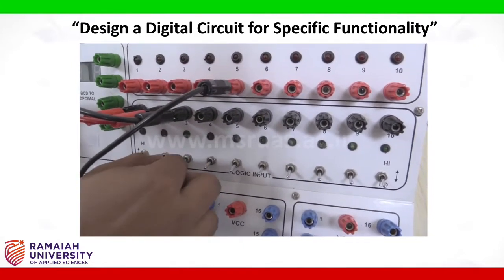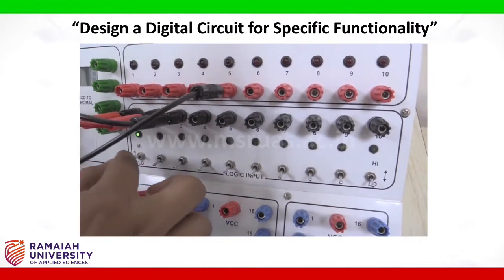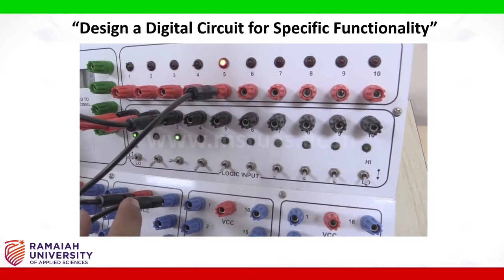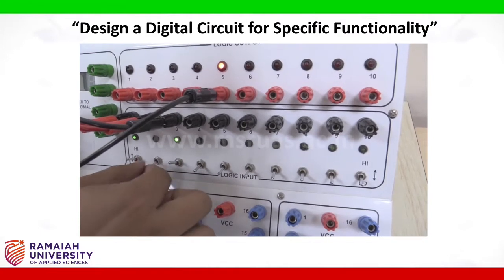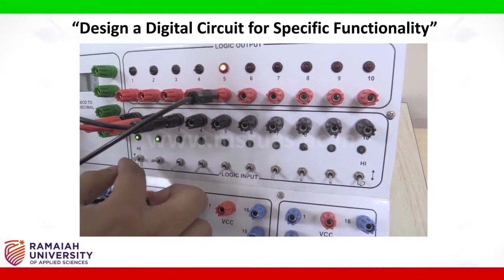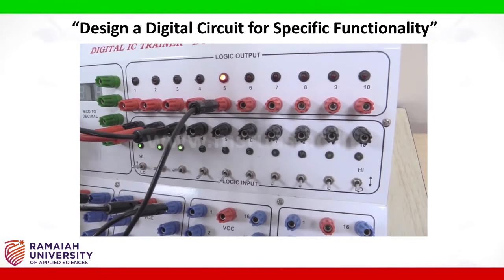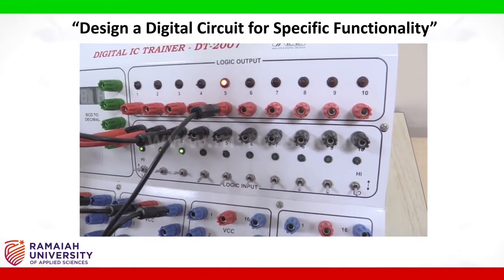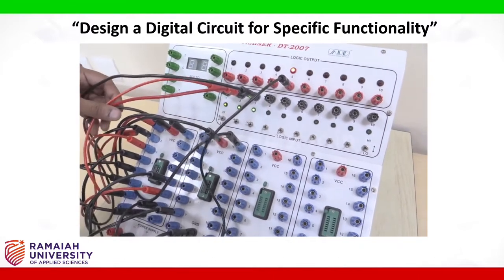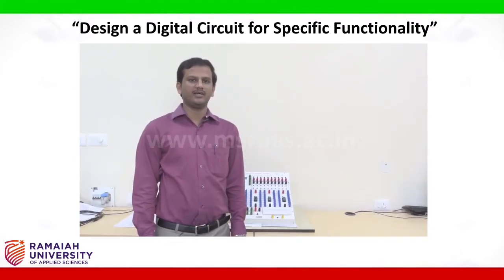Similarly, for the next combination 1 0 0, the output is 0. Similarly, for the input combination 1 0 1, the output is 1. Now I will change the input combination to 1 1 0, the output is high. Now for the last combination, 1 1 1, the output is high. Therefore we have verified it and it is true according to the truth table. So this completes the SOP realization of the universal gate, that is NAND gate. We have completed the SOP expression using NAND gate.